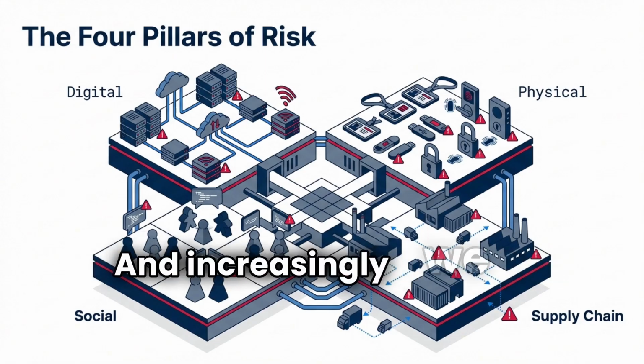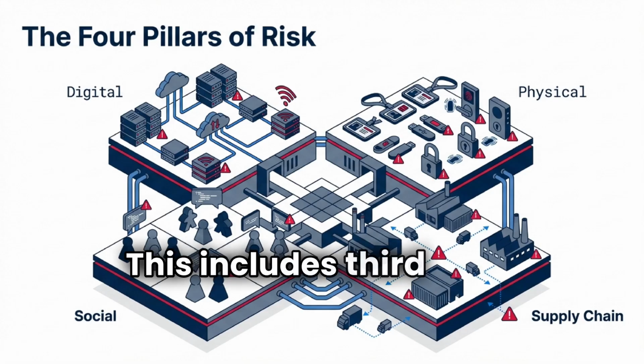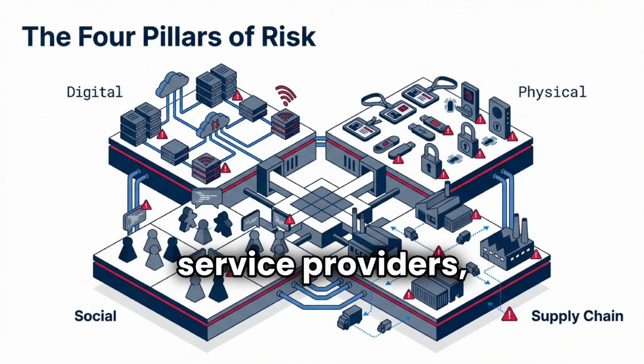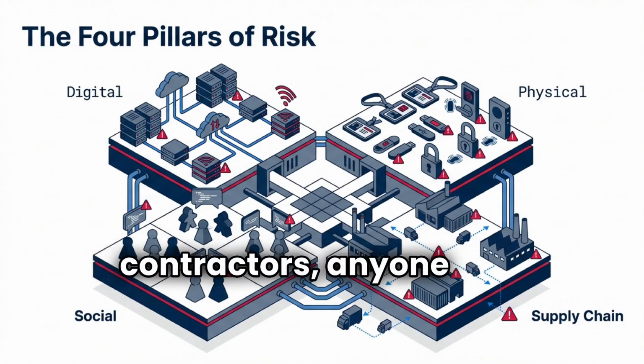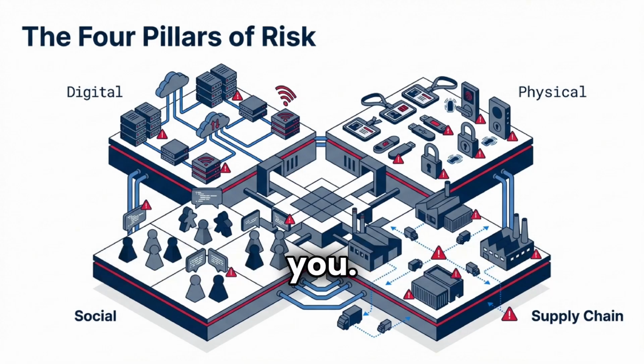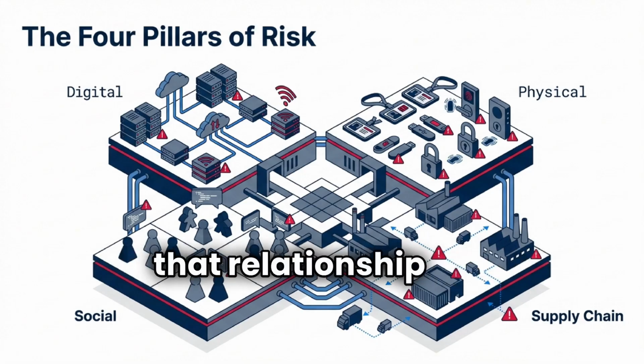And increasingly, we need to think about the supply chain attack surface. This includes third-party vendors, software dependencies, cloud service providers, contractors, anyone who has access to your systems or whose security failures could impact you. You might have perfect security, but if your vendor gets compromised and attackers pivot through them to reach you, your attack surface included that relationship.